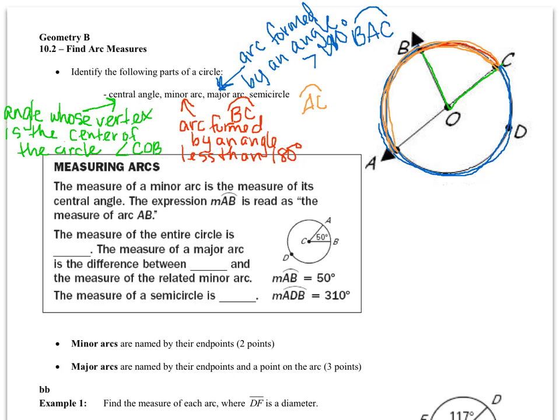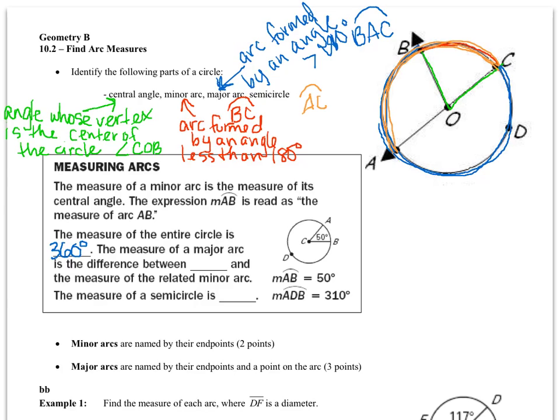So let's look at the measuring arcs part here. It says the measure of a minor arc is the measure of its central angle. The expression, the measure of arc AB, so this is right here. This is red, the measure of arc AB. That's what the little m is. So the measure of the entire circle, all the way around, that's 360 degrees. Just like the total angle degree of a circle.